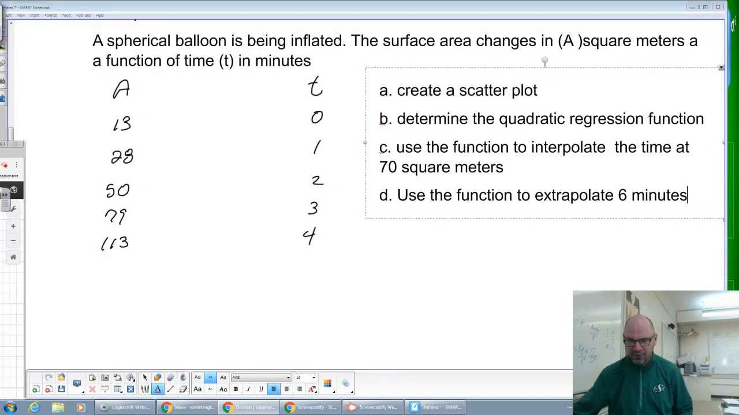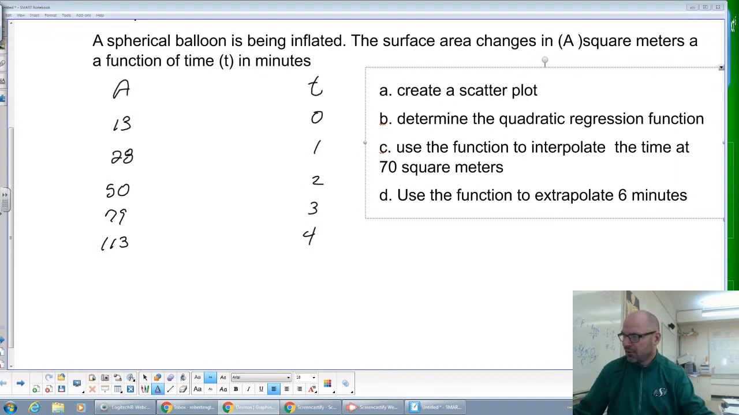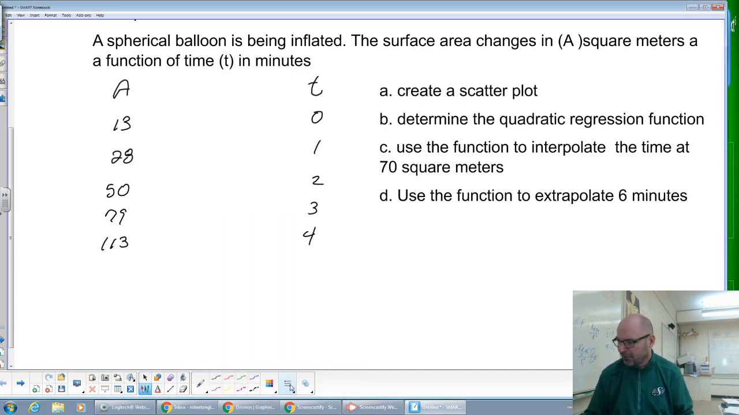So let's go ahead and open this up with answering it. So we created the scatter plot on the screen there. Okay, we'll get to black here again. Okay, so this is done. Okay, we determined the quadratic regression function.